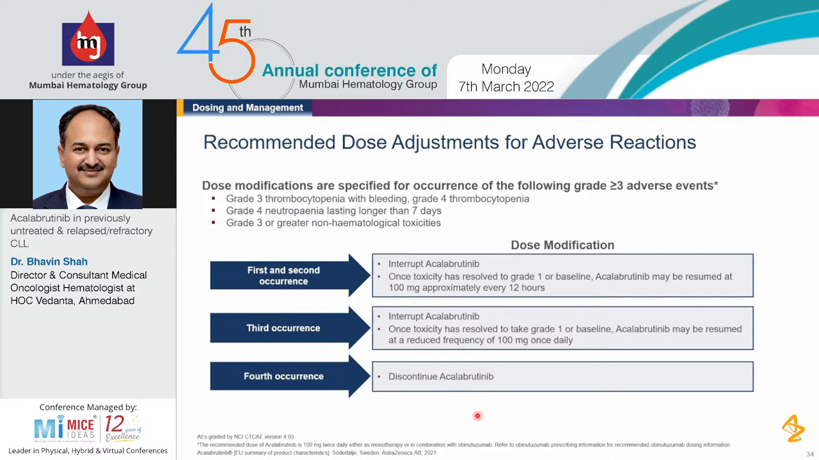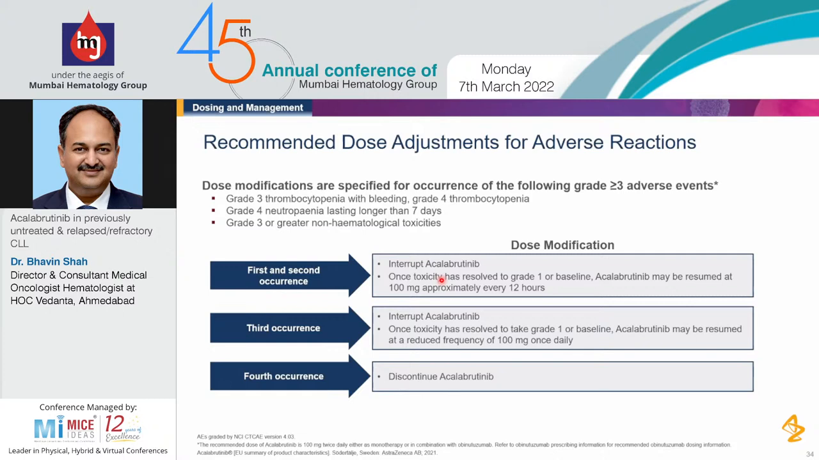Now, if the patient develops an adverse event of grade 3 or more, what are the guidelines for dose modification? Any patient with grade 3 thrombocytopenia with bleeding or grade 4 thrombocytopenia, grade 4 neutropenia lasting longer than 7 days, and grade 3 or greater non-hematological toxicity requires dose modification. If the patient has a first or second occurrence of the toxicity, we have to interrupt the dose. Once the toxicity has resolved to grade 1 or baseline, we restart acalabrutinib at the same 100 milligrams every 12 hours.